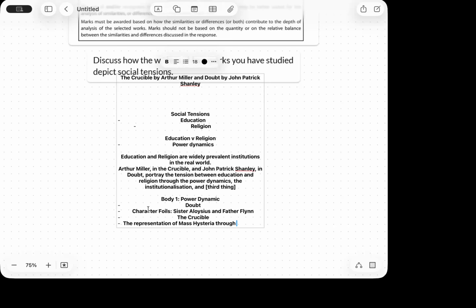Now, this is a very basic outline, right? But this is obviously a type of theme-based essay because here I'm focusing on, so my body paragraph is talking about power dynamics as a sub-theme, and then I'm talking about the two works and the two conventions they're doing it through. Okay, hopefully this helps a little bit.